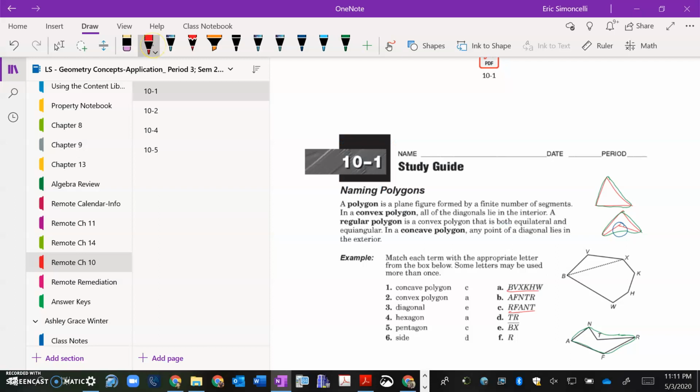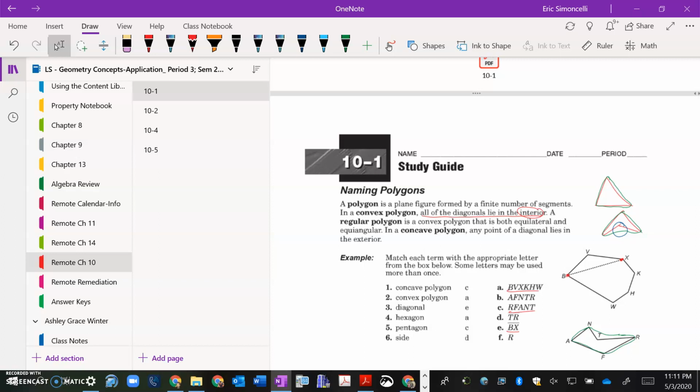All right, number three, diagonal, they say is E. For that answer, we can see BX. In the picture above, you see BX connecting the vertex at point B to the vertex at point X. The diagonal, as they suggest, right here, all the diagonals lie in the interior. So certainly that diagonal is inside the polygon.